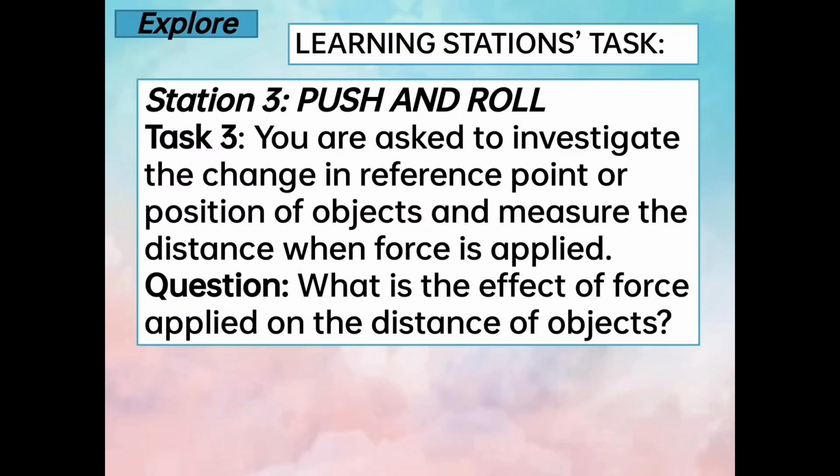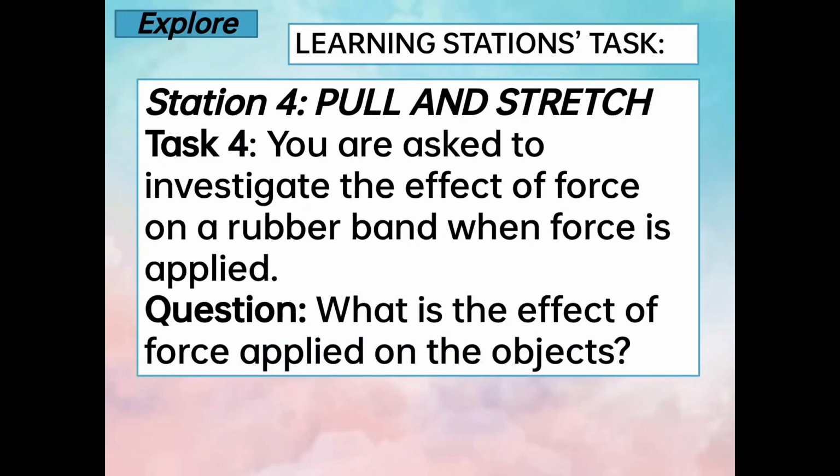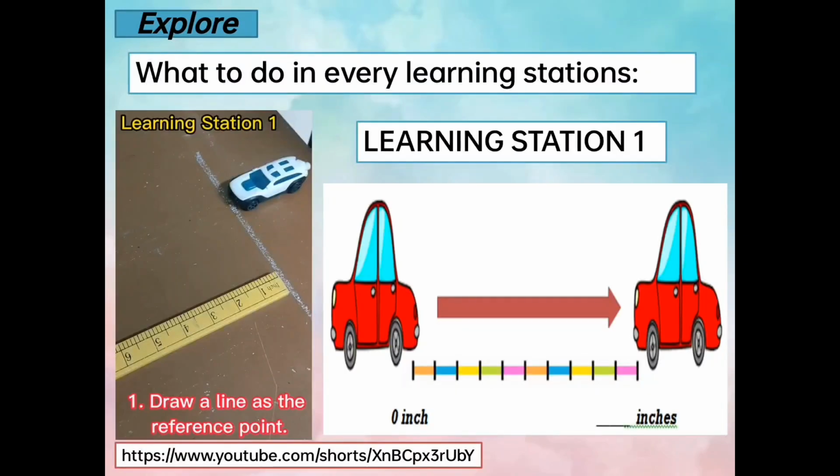In station 3, you are asked to investigate the change in reference point or position of objects and measure the distance when force is applied. In station 4, you are asked to investigate the effect of force on a rubber band when force is applied. And the question is, what is the effect of force applied on the object?